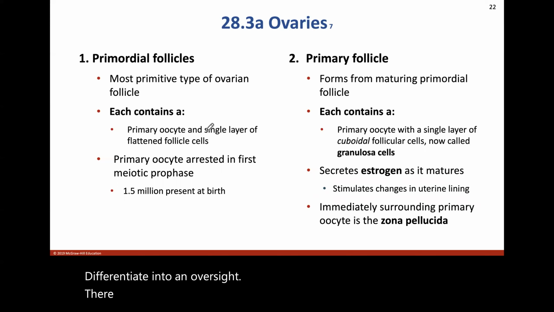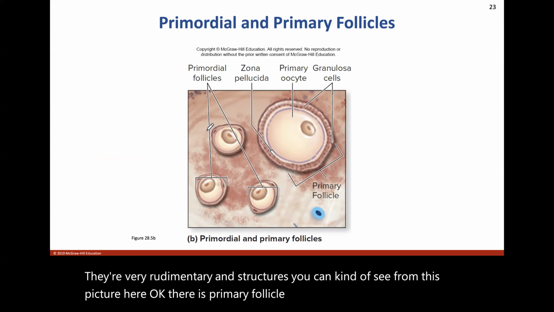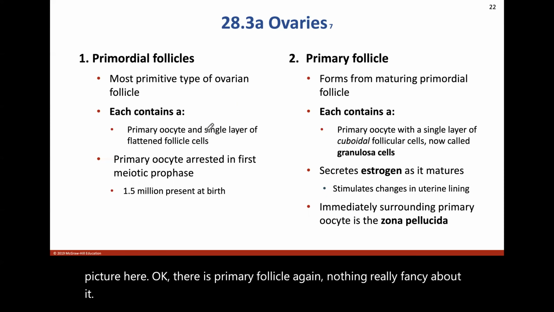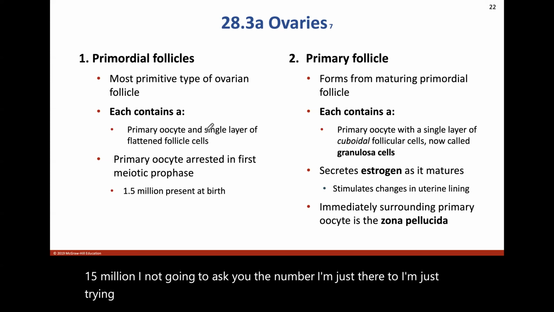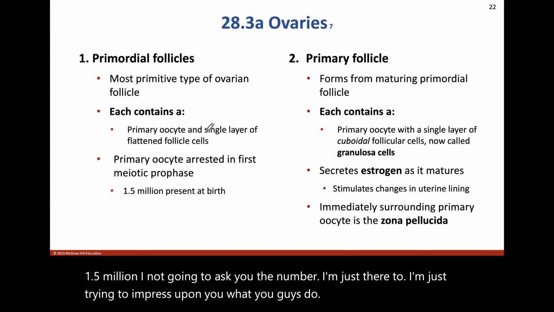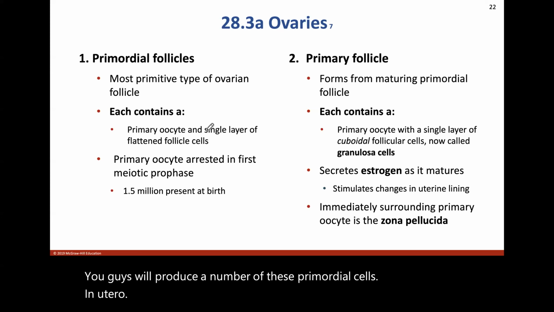They're very rudimentary in structure, as you can see from this picture here. There's the primordial follicle. Again, nothing really fancy about it. In utero, you produce a huge amount of these beginning cells, 1.5 million. I'm not going to ask you the number. I'm just trying to impress upon you what you do. You stop them during prophase 1.